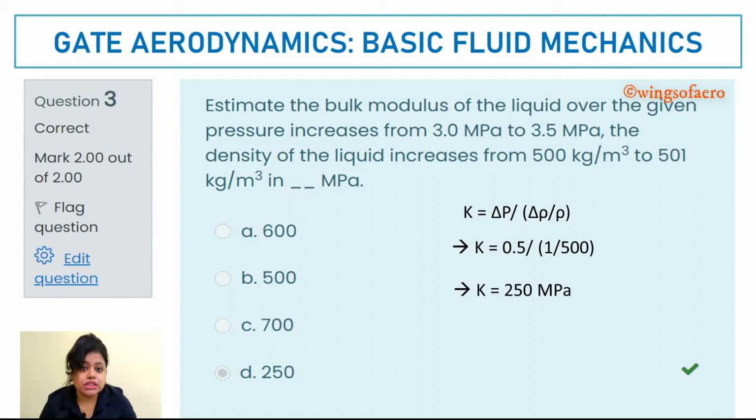Always remember the unit. Sometimes they ask for 2 decimal places, 3 decimal places or 1 decimal place. Always look into that if it is a numerical type. If there are no options and they have given a numerical type, always look into that decimal part.